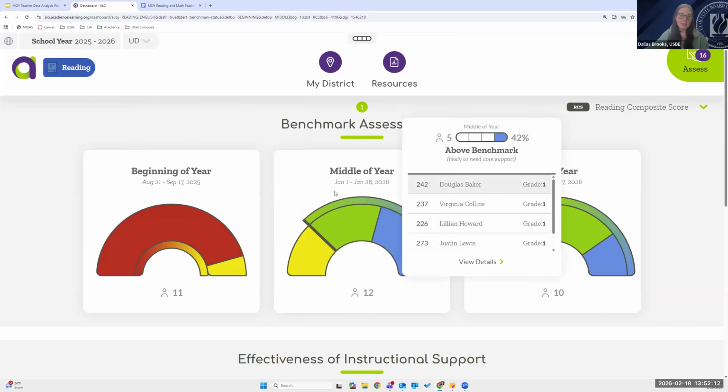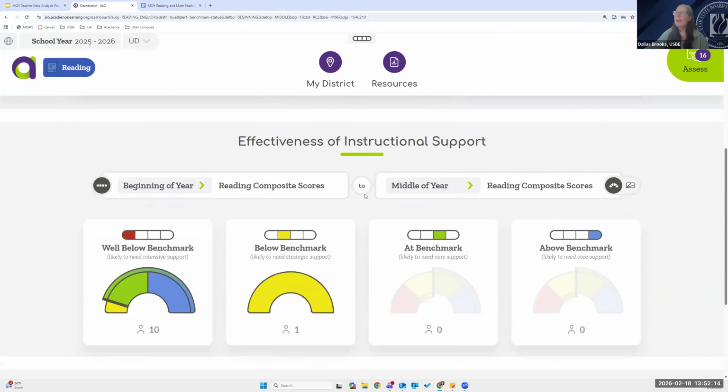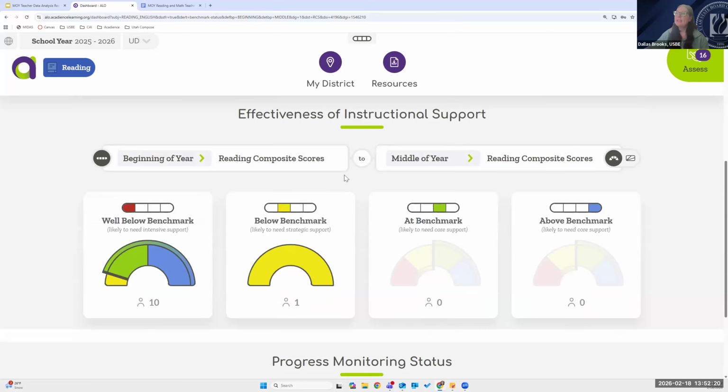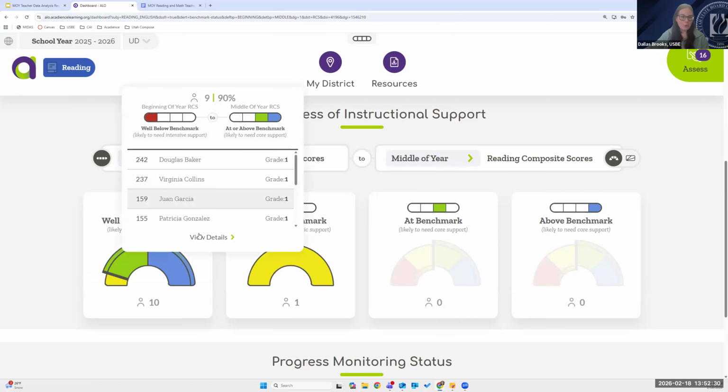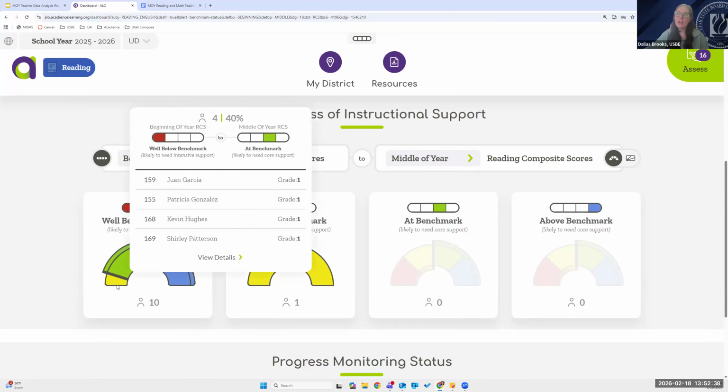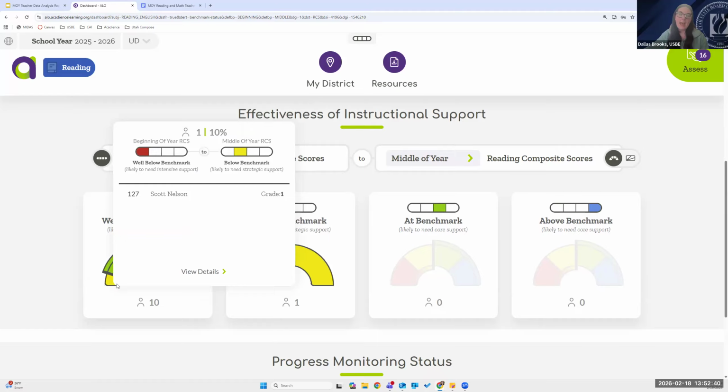Here's our benchmarks that we went over earlier. And then my effectiveness of instructional support, I just have to scroll down a little bit to see those students. Make sure that you have beginning of year to middle of year listed here, and then you've got your students. So these are cohorts of students. These are my students who started red at beginning of year. I had 10 of them, and then I can track their progress to see how they moved.